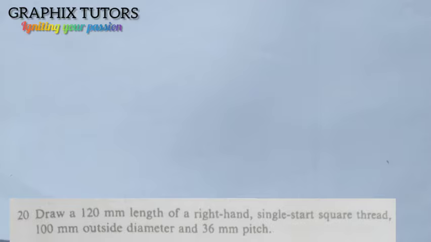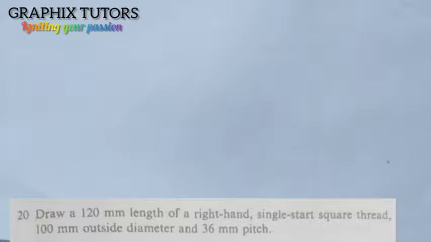Graphics. Now, if you look at the front of the screen, you see a question on ellipses that is displayed there, and the question goes like this. It says, draw a 120 millimeter length of the right hand ellipse. So the length of the thread is 120 millimeter of the right hand single start square thread, 100 millimeter outside diameter, and 36 millimeter pitch.